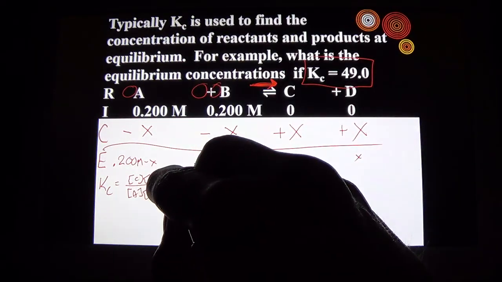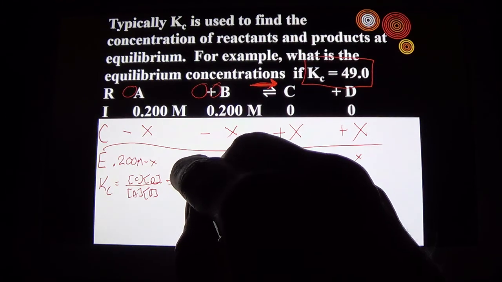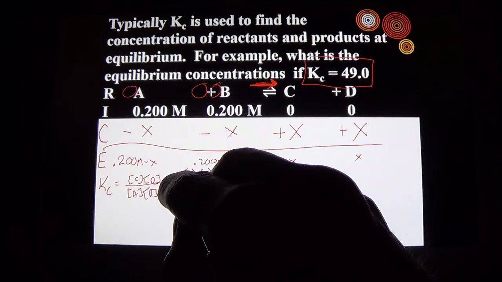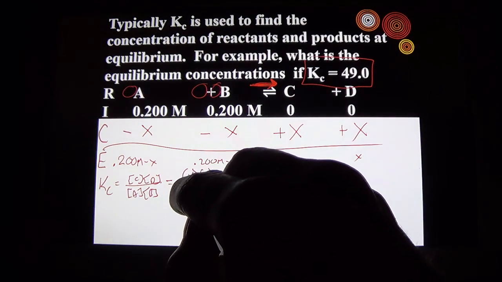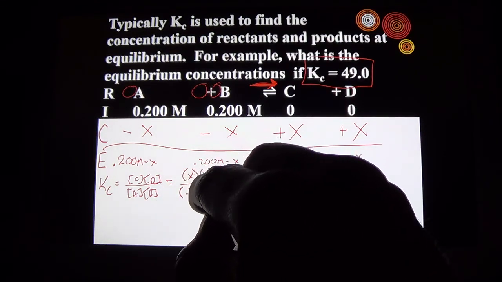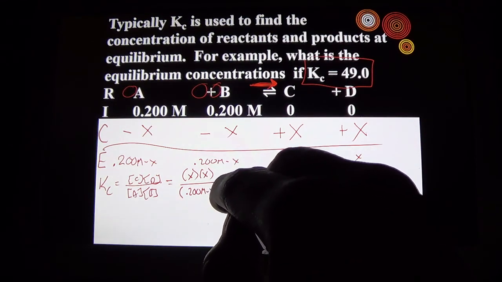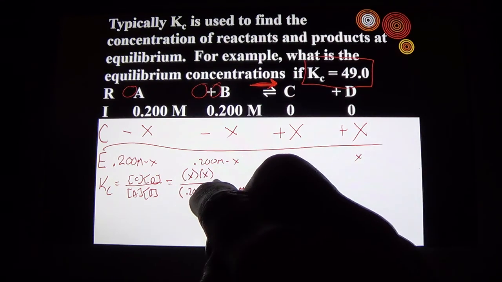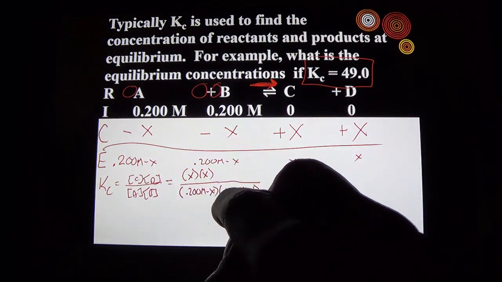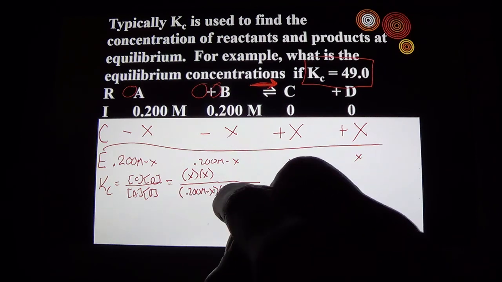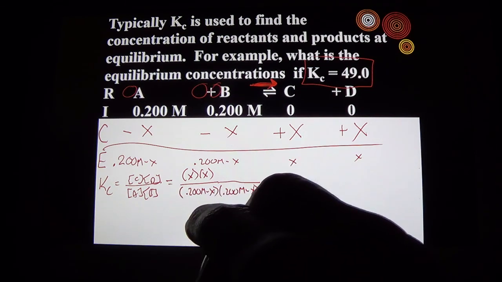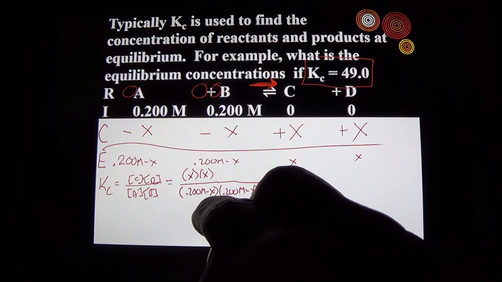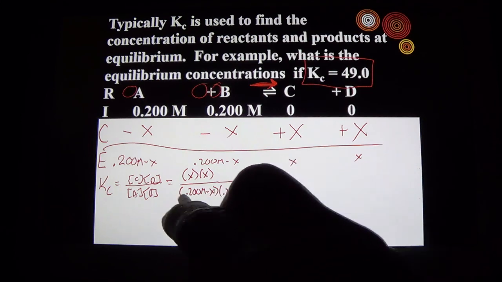Okay. C. What is C? C is x. What is D? D is also x. What is A? A is 0.200 molarity minus x. And what is B? 0.200 molarity minus x. Check out what we got here. We have a multiplication of these two things. And I bet you thought FOIL was never going to be a useful tool, right? First terms, outside terms, inside terms, last terms.